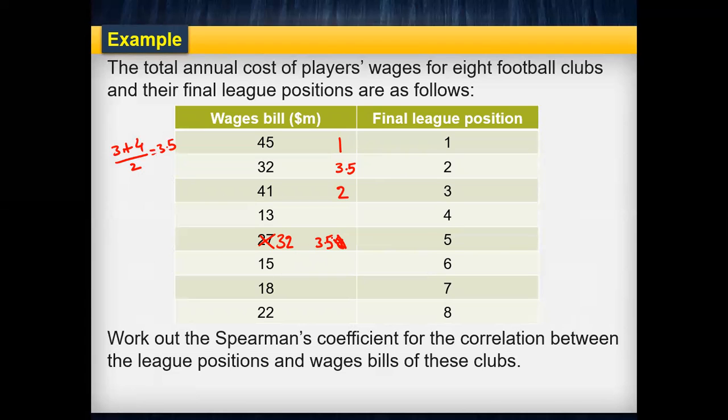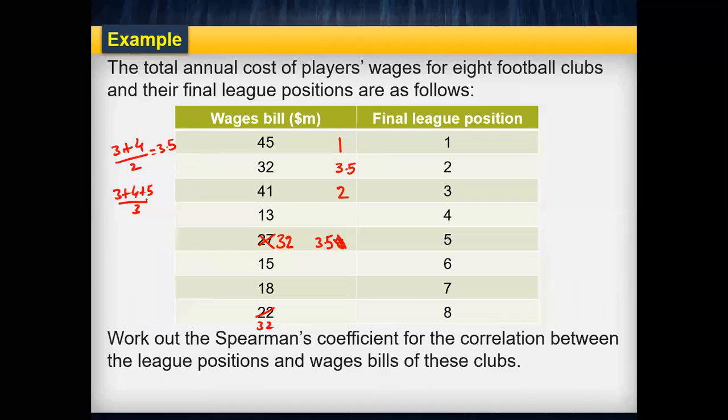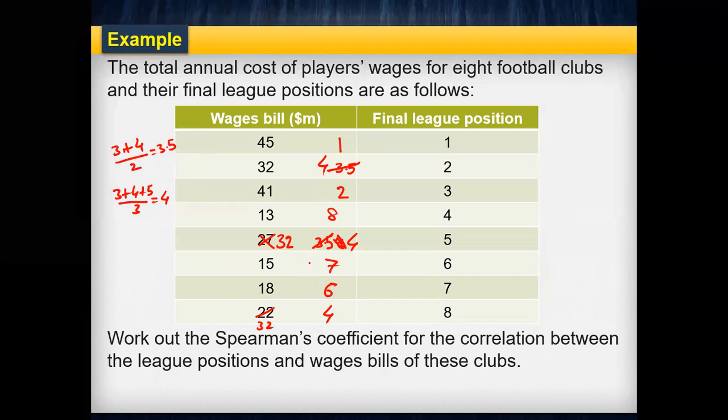Similarly, if you have three similar values, meaning the next value is also 32. Suppose this value is also 32. So what you would do in that case, 3 plus 4 plus 5 divided by 3, meaning you get 4. So you will give rank 4, 4 and 4, and the next value then you will give 6, sorry, 6, 7 and 8. So in this way you can rank the rest of the values.